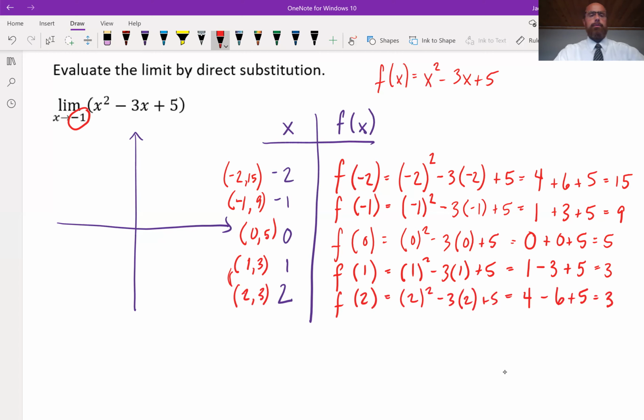Well, let's graph those. So negative 2, positive 15 is going to be hard to graph. I can try. 1, 2, 3, 4, 5, 6, 7, 8, 9, 10, 11, 12, 13, 14, 15. So all the way up here in the question itself, negative 2, 15. Let's catch negative 1, 9. 3, 4, 5, 6, 7, 8, 9. That's right here. 0, 5, right on the y-axis. 1, 3.